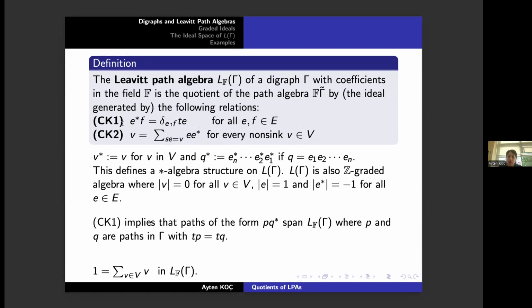The Cuntz-Krieger relation CK1 implies that paths of the form P Q star span the Leavitt path algebra, where P and Q are paths in Gamma with the target of P equal to the target of Q. Also, today we will consider only finite digraphs. So the Leavitt path algebra of a finite digraph has an identity element, which is the sum of the vertices.